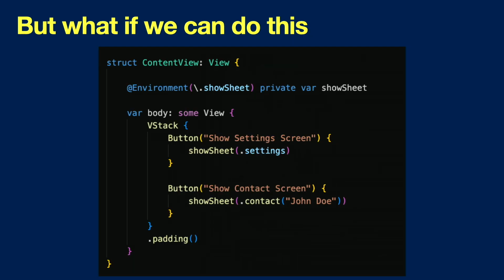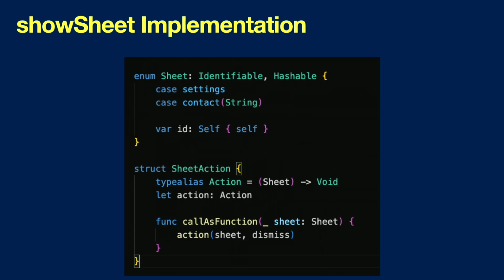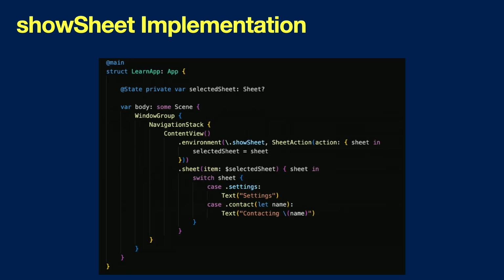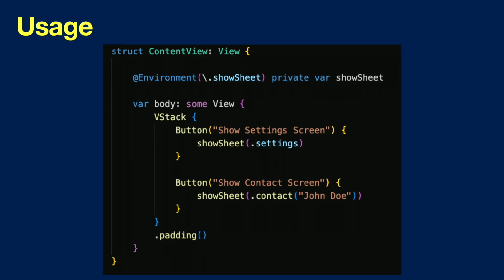But what if we can do this? Again, with the environment value, maybe there's an environment value called show sheet, and you can see in the button clicks, I just say show sheet, and it just displays the sheet. Well, you can. So again, you can create an environment value, you can create all of those enums, and then inject it into the environment itself, inject it into your actual application root so that everything is managed in one place. And then you can actually display sheets.